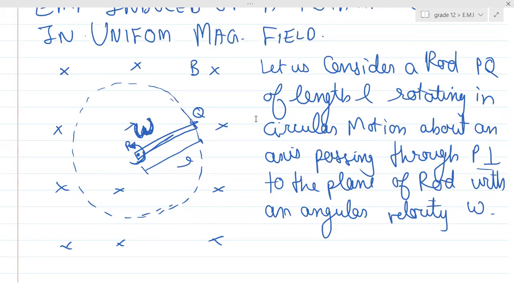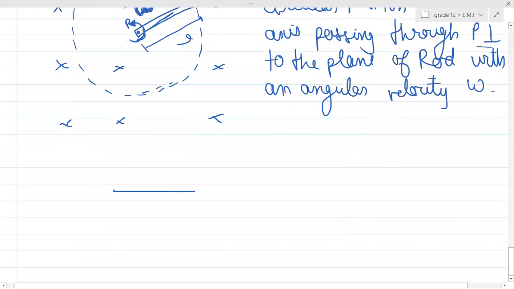So now what is happening? When we are considering this rod PQ, when this rod is rotating, every element on the rod is cutting the lines, right or wrong? But there is just one single difference. What was happening in the case when the rod is moving translationally? When the rod moves translationally, every element moves with the same velocity v, right? Even this moves with the same velocity v. This also moves with the same velocity v, right?